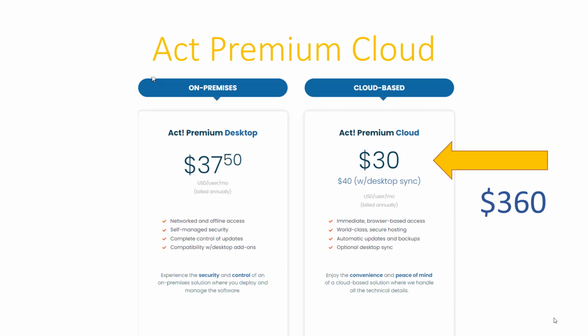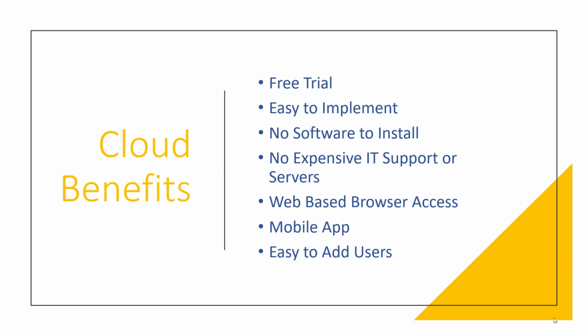What was previously known as Act CRM Classic, they now offer Act Premium Cloud for $30 a month. Now you have to pay annually, so it's $360 a year. But what's interesting about this is that when they work with Act Premium Cloud, they make it really easy to get started. And they start with a free trial, very easy to implement.